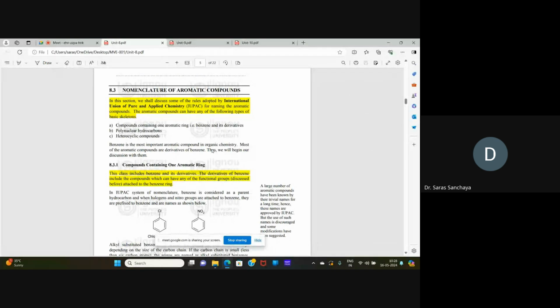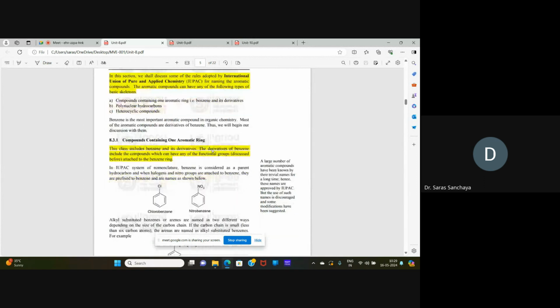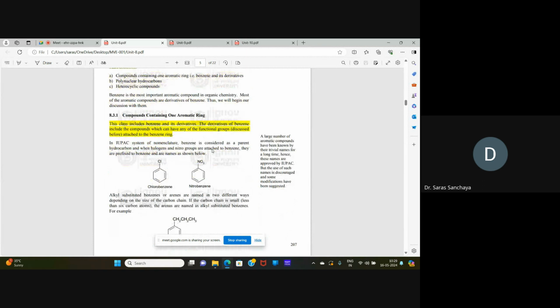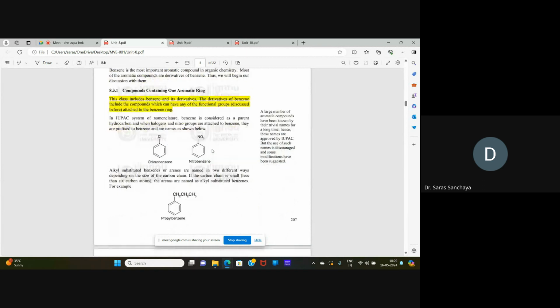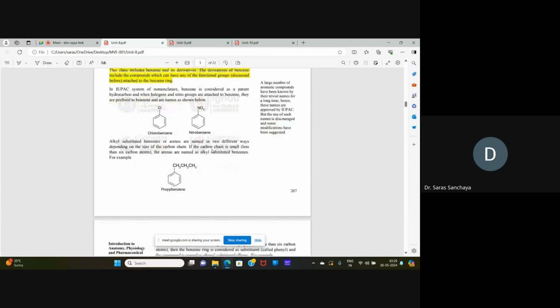The derivatives of benzene include the compounds which can have any of the functional groups discussed before attached to a benzene ring. So it can be a chlorobenzene, a nitrobenzene, or a propylbenzene. So a benzene with a functional group and its derivatives, the compounds come in this group.